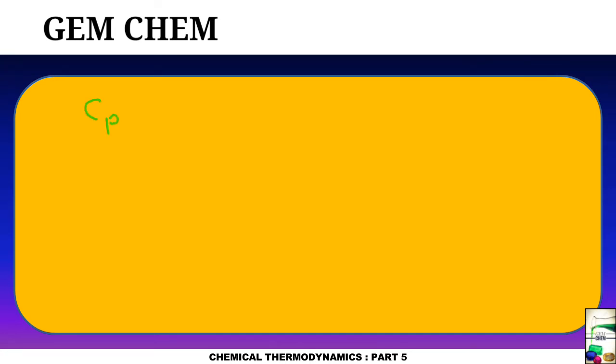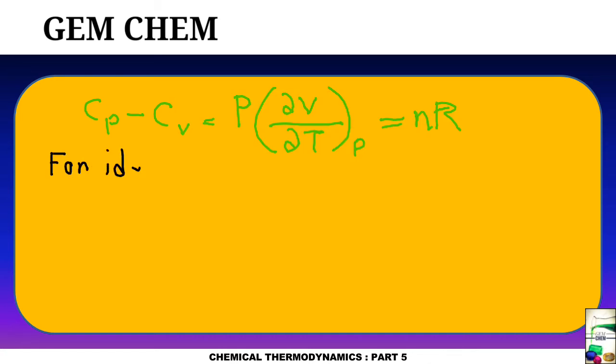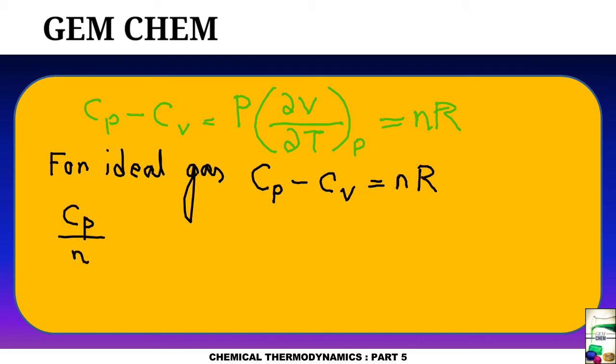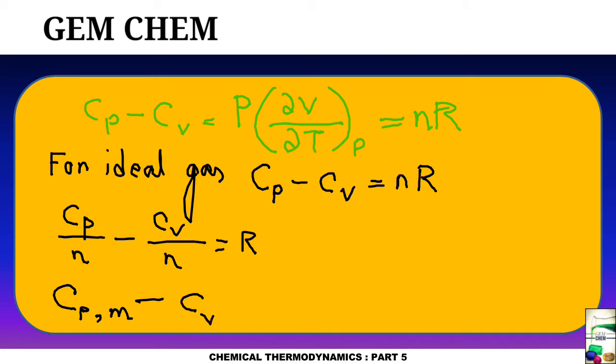So on doing Cp minus Cv, we are going to obtain P delta V by delta T at constant P, which is equal to nR. Right. So for an ideal gas, we can write Cp minus Cv is equal to nR divided by number of moles. Then it becomes molar heat capacities, that is Cpm minus Cvm is equal to R. So this is our final important equation, right?